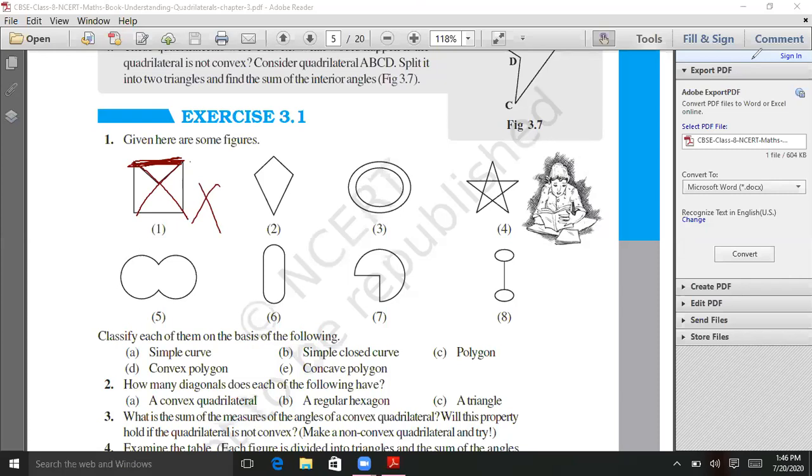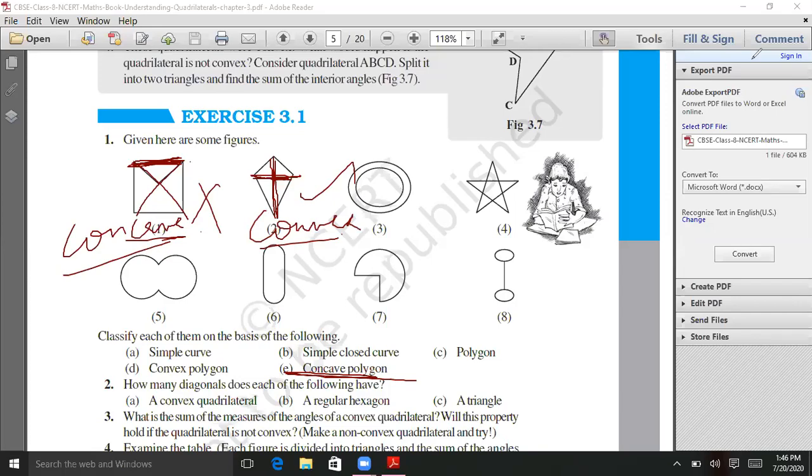Okay. First and second are the polygons, and from these we have to check which one is convex. So first is not convex. Second's diagonals are meeting inside, they are lying inside, so yes, second one is the convex polygon. Okay, and the first one is concave polygon. In the E part they are asking concave polygon, so first one is concave and the second one is convex, right?